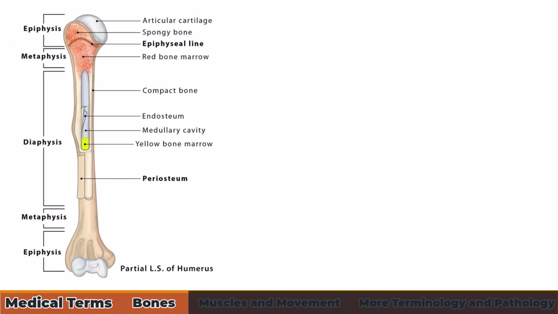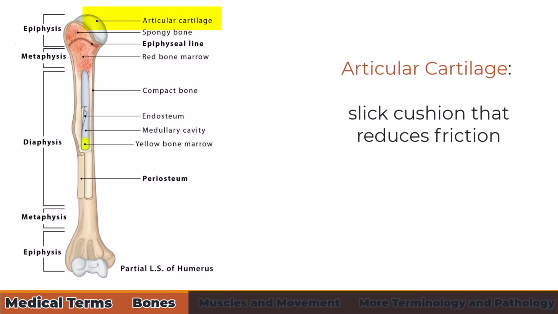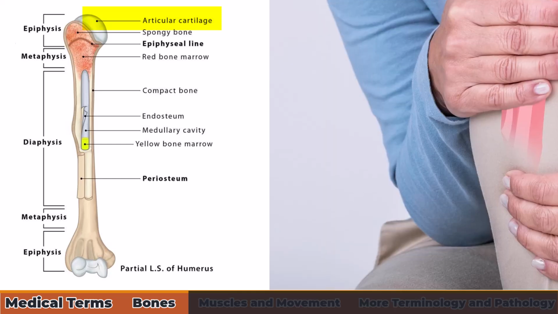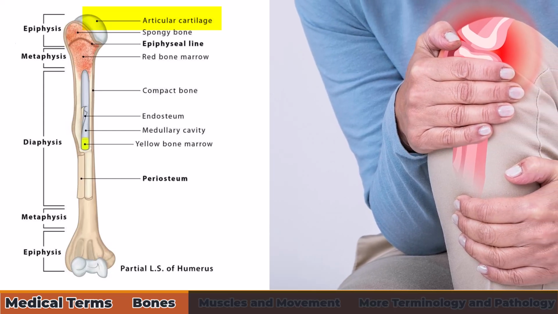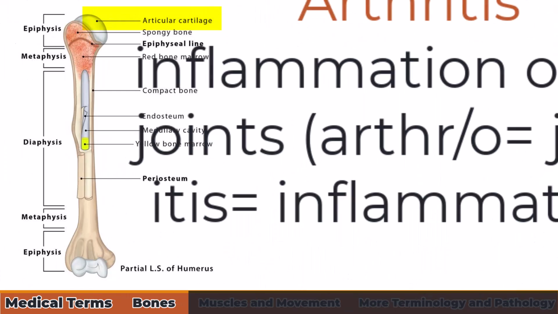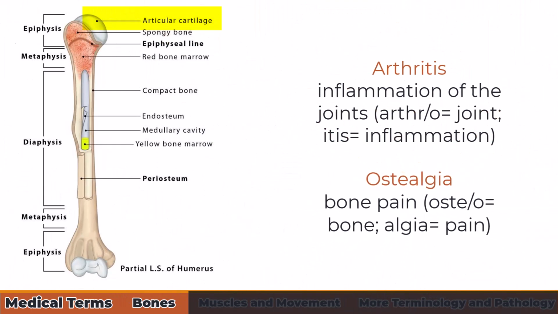Let's take a look at the anatomy of a long bone. At the proximal and distal ends is articular cartilage. The articular cartilage is a slick cushion between connecting bones that reduces friction. It is made of fibrous tissue, and over time it can wear down. Worn-out cartilage is a bad thing. Think about it. Without articular cartilage, bones scrape against each other. This results in arthritis, ostealgia, and ultimately damage to the bones.